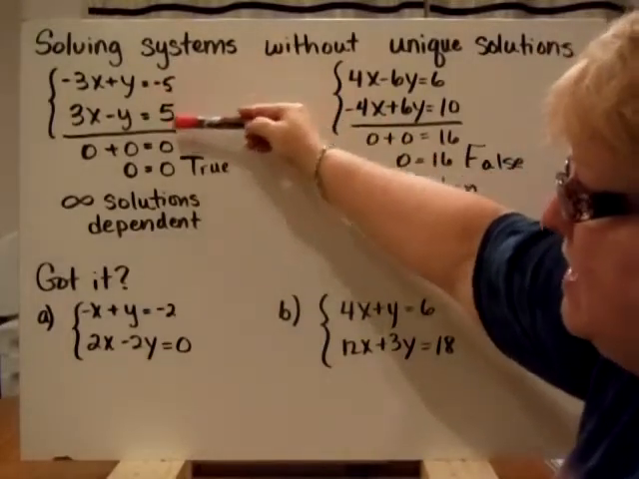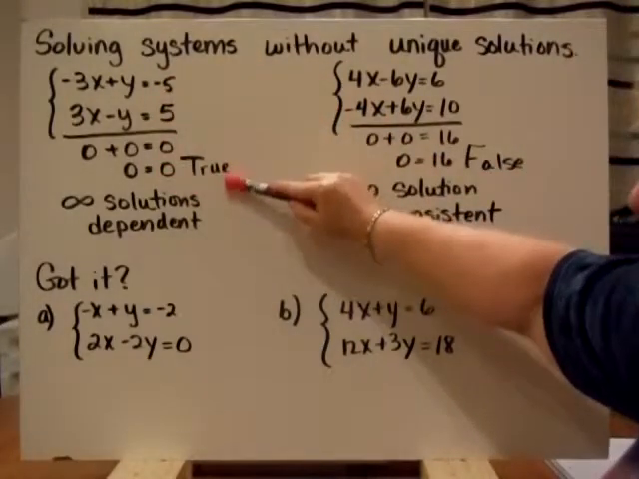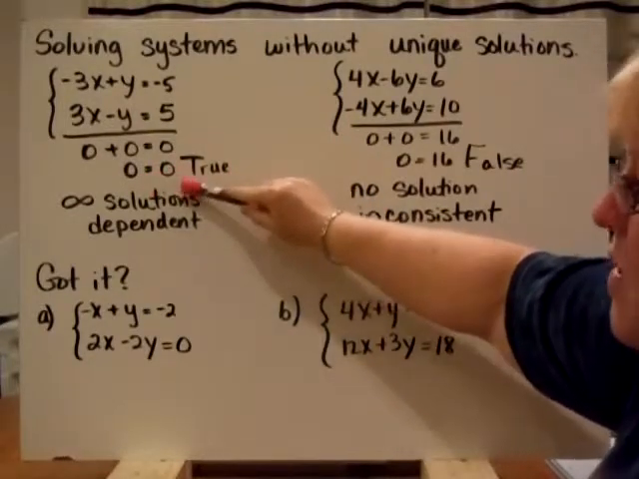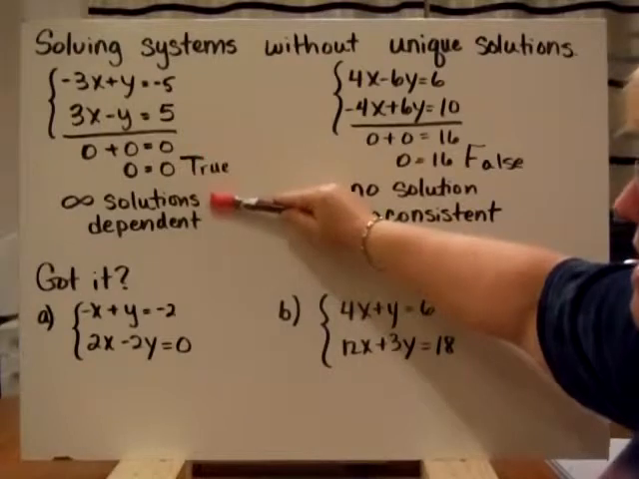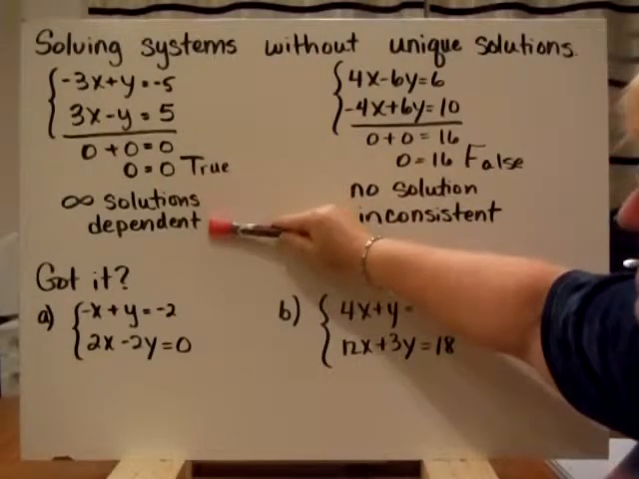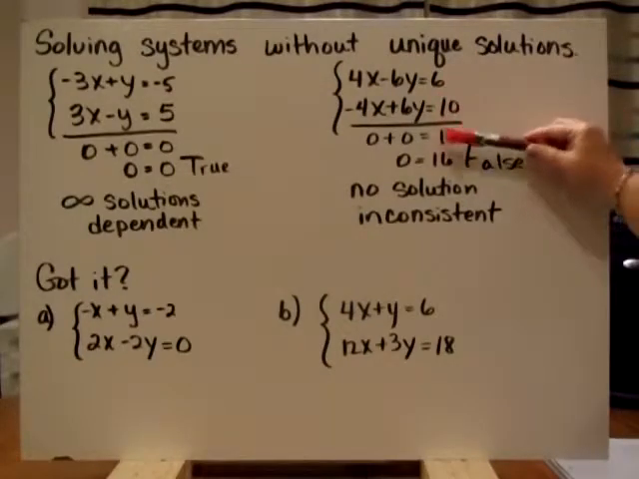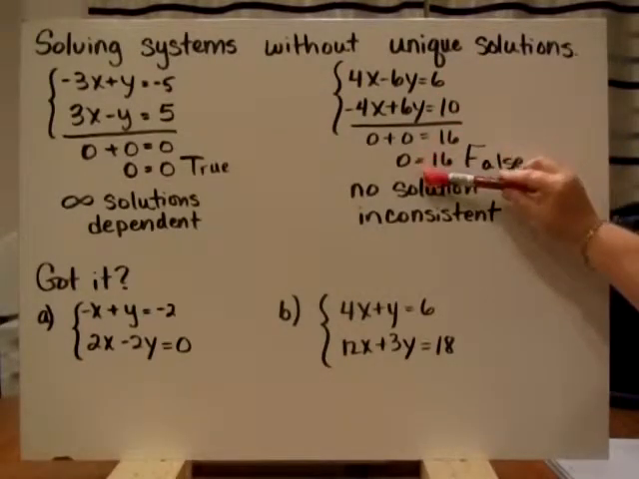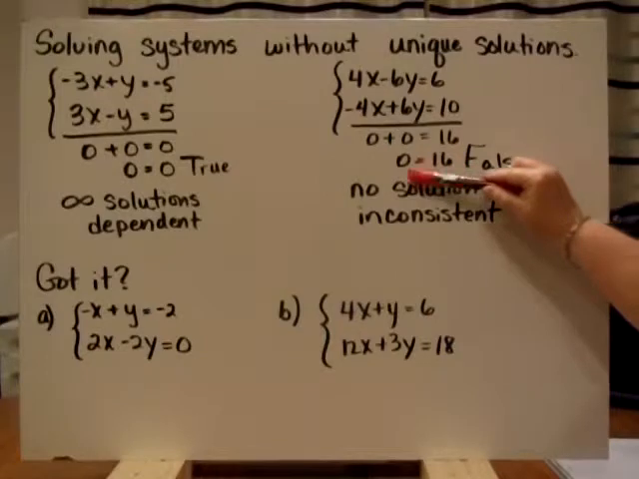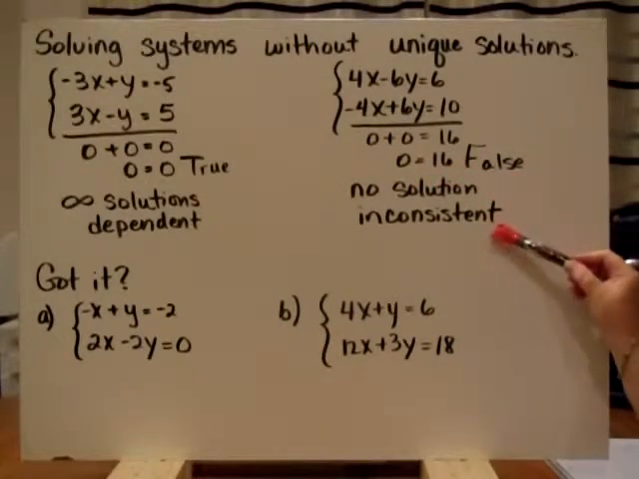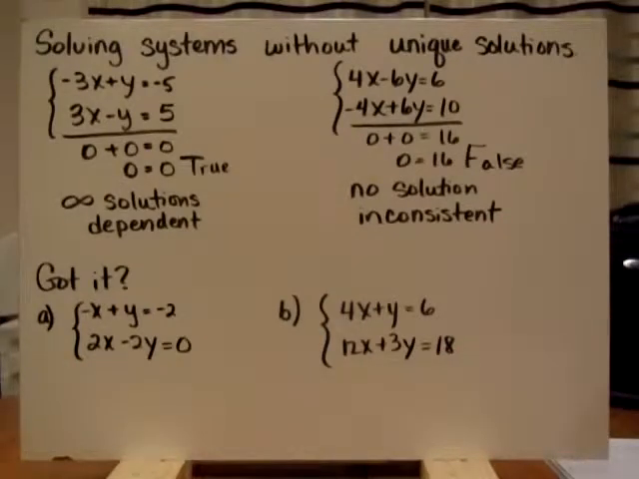Notice when I add everything here, I get 0 equals 0, which is a true statement. If I get a true statement, the x is gone, the y is gone, and this is true, it means it's an infinite number of solutions. It's a dependent system. If I add these, the x is gone, the y is gone, all I have are numbers, and this is a false statement. It means that there is no solution, and this is an inconsistent system.